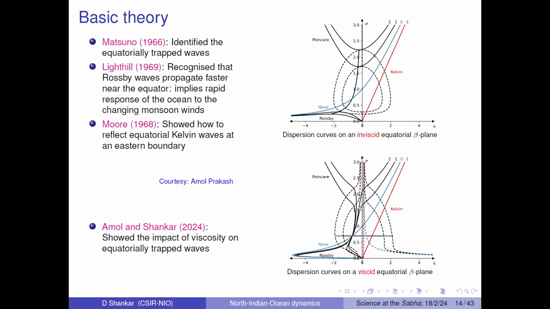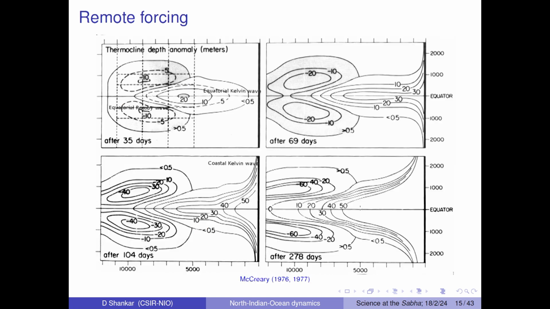The basic theory is contained in just two papers, Matsuno and Lighthill, and Dennis Moore's unpublished thesis of 1968. That's about half a century ago. And that's all you need to put together the explanation. And all this was linear theory. So what happens is the following.